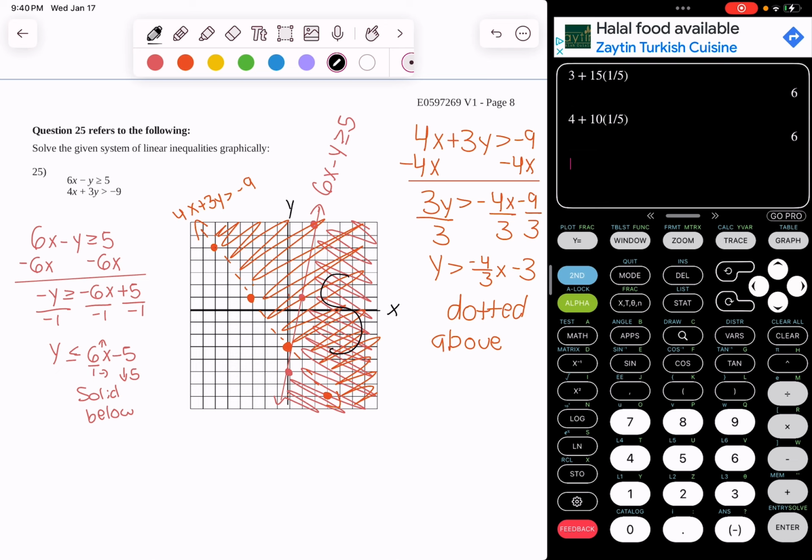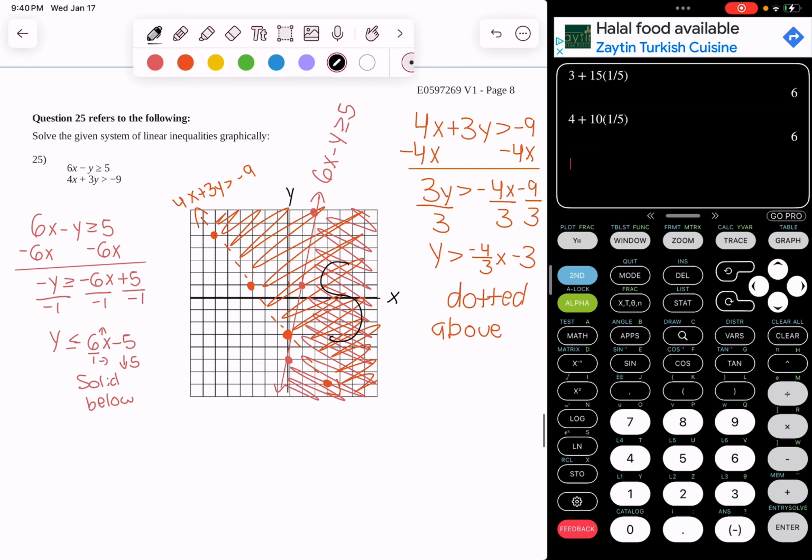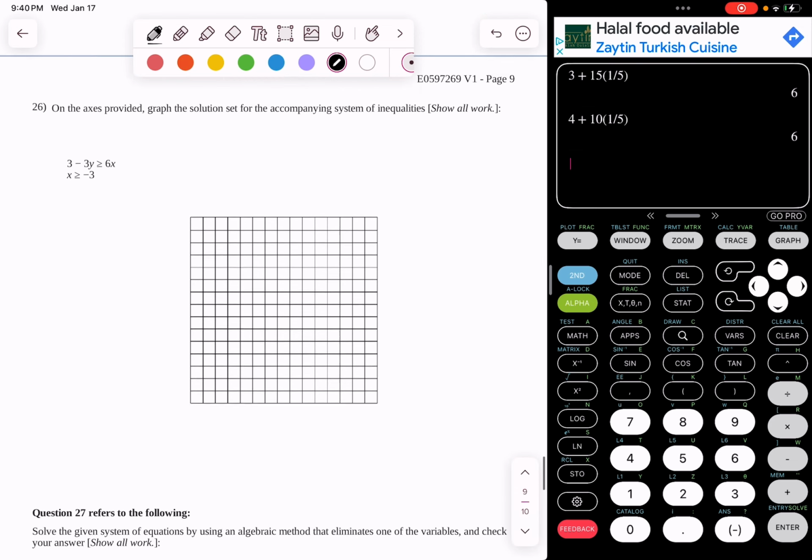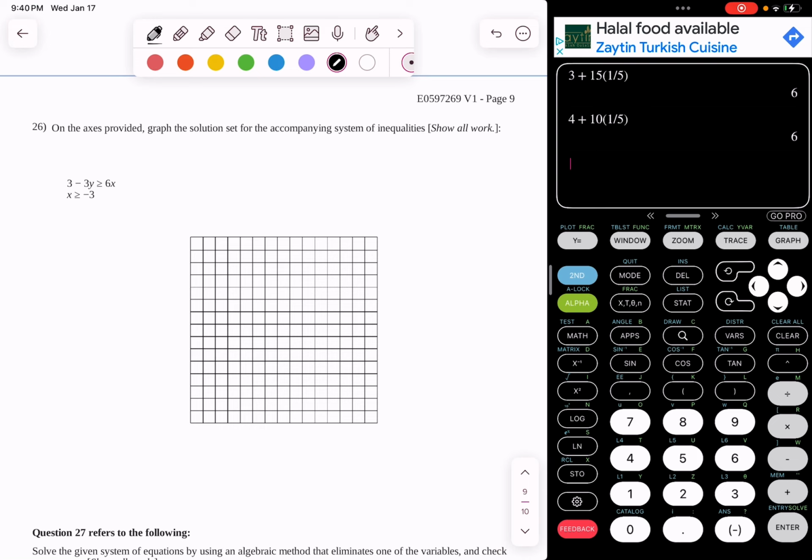Now let's look at this next question, number 26. On the axes provided, graph the solution set of this inequality. All right, let's do this. This could be my x right here, and this could be my y. Alrighty, let's look at the first one.